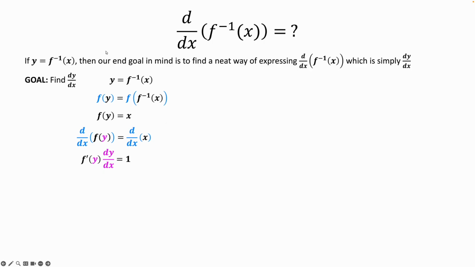But remember, if our goal is to find dy/dx, we have an equation with dy/dx in it. So we can just divide by f prime of y, and there we are. Looking at this as our derivative, that's really just it. There's one really neat thing, though: remember that y itself is the inverse function of f. And so I can replace that y here with the inverse function. And now we have a very convenient way of thinking about the derivative of an inverse.